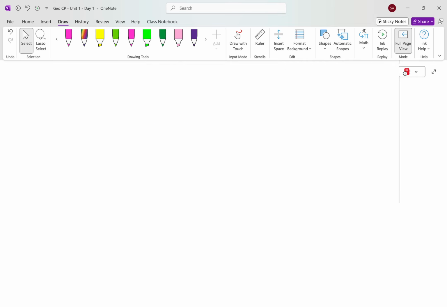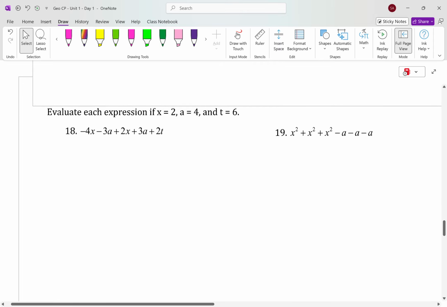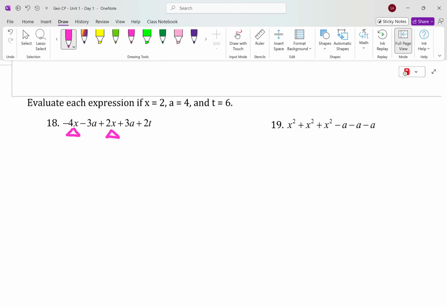All right, moving on, let's step it up a little bit. Okay, so right now it says evaluate each expression, but what I'm noticing is that they're like terms. So instead of plugging in right away, I'm going to say let's combine these like terms and then plug in, so we're not dealing with so many numbers. So I'm going to see a negative 4x and a positive 2x. And when we have a negative 4x plus a positive 2x, we're going to get a negative 2x.